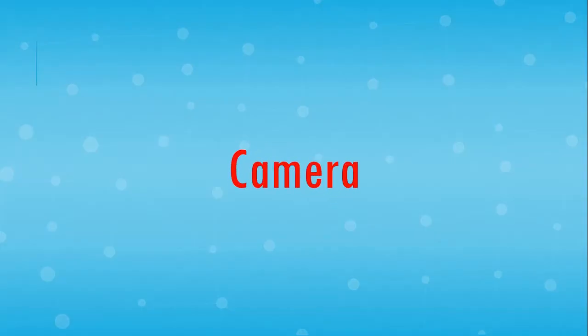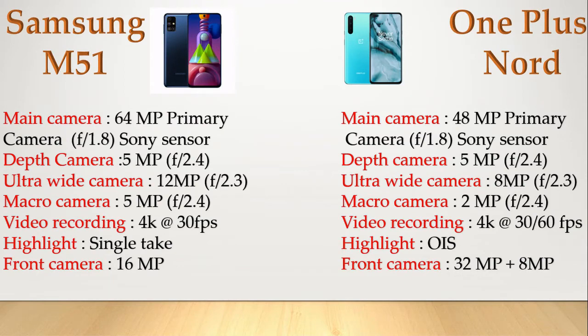Camera. So let's talk about camera. So Samsung M51 has a main camera of 64 megapixel Sony IMX682 with a depth sensor of 5 megapixel, an ultra wide camera of 12 megapixel, a macro camera of 5 megapixel. It supports video recording up to 4K 30 fps and has highlight of single take feature which captures 10 different types of pictures and videos together.